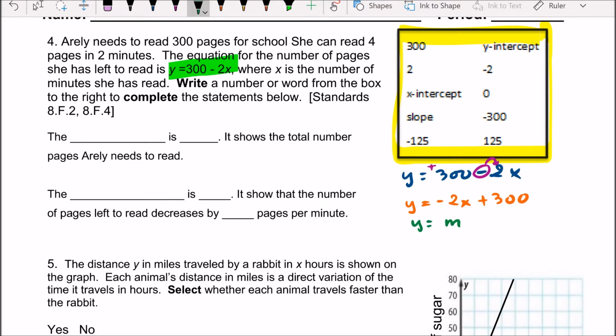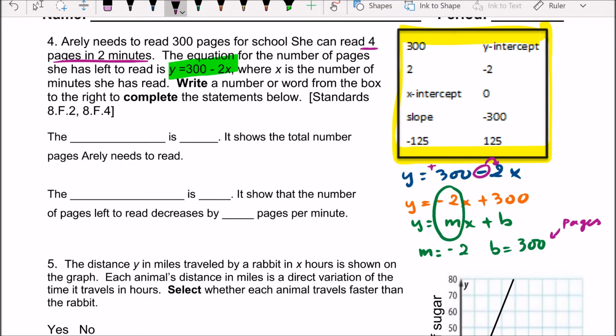y equals mx plus b. m is negative 2 and b is 300. And remember, b is the beginning. Slope will tell you rise over run. So based on this, the beginning, she is reading a book, so the beginning is 300 pages. She can read 4 pages for every 2 minutes. So basically it's 4 over 2. If you reduce this, you will have 2 over 1, which means that for every minute she can read 2 pages.